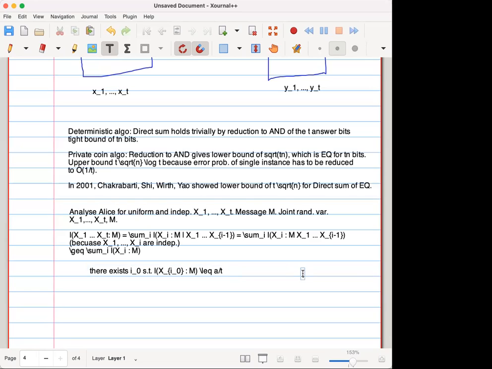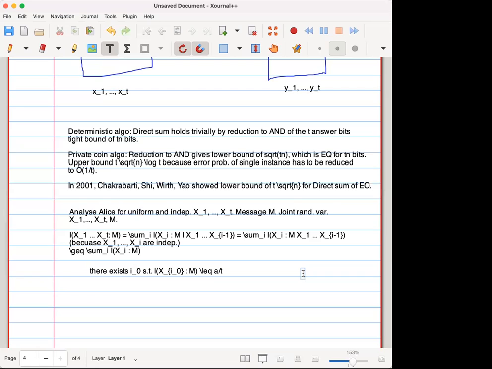No, sorry, I didn't follow this. So this summation is upper bounded by the mutual information of the whole message with all the bits, right? And that is upper bounded by A because the message length itself is A. Okay, got it. This is the usual thing. We did something similar when we were doing equality, trying to show the square root lower bound.